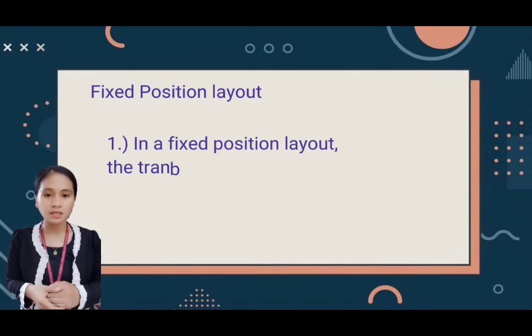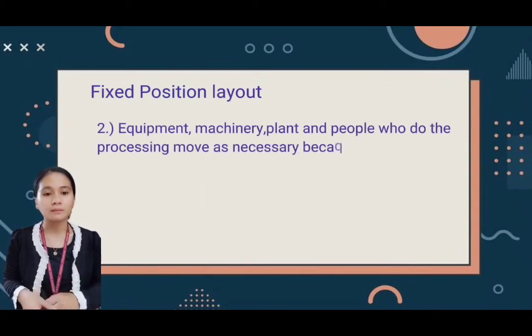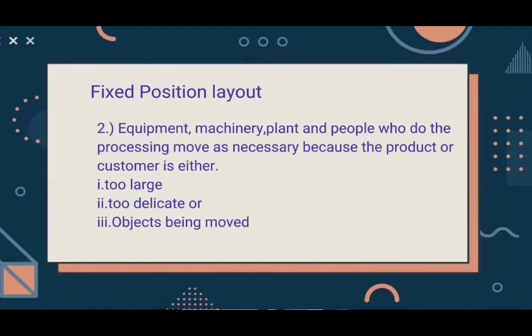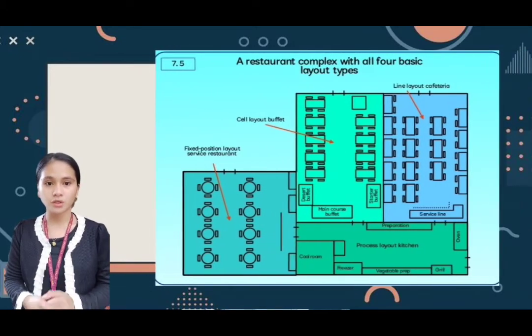In a fixed position layout, the transformed resource does not move between its transforming resources. Equipment, machinery, plant and people who do the processing move as necessary because the product or customer is either too large, too delicate, or too difficult to move. So, this is an example of fixed position layout.